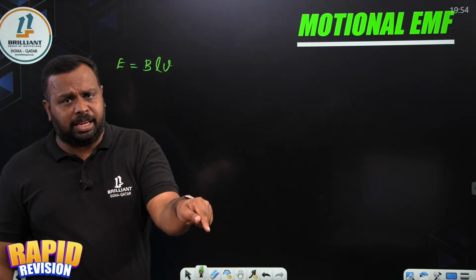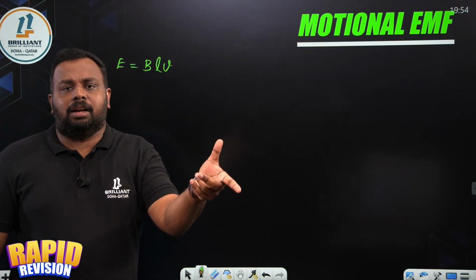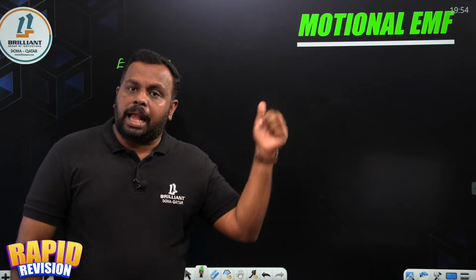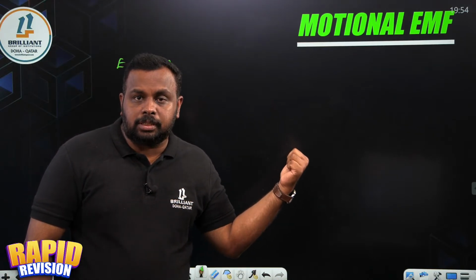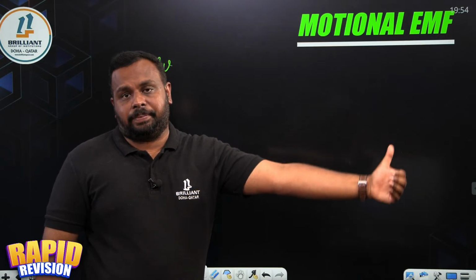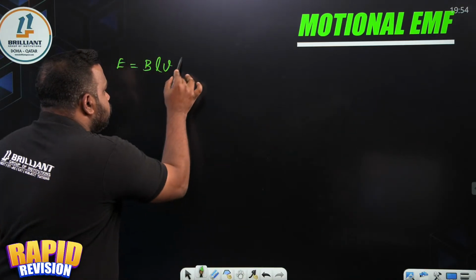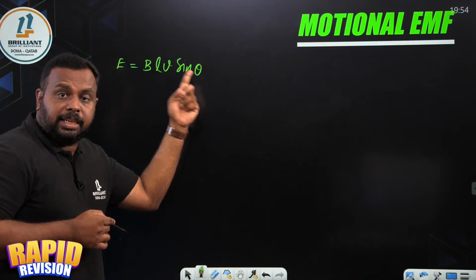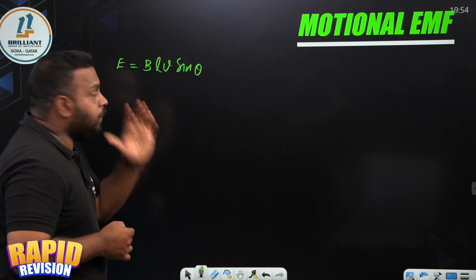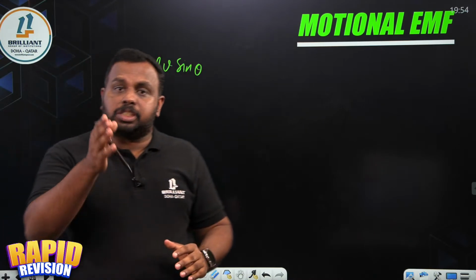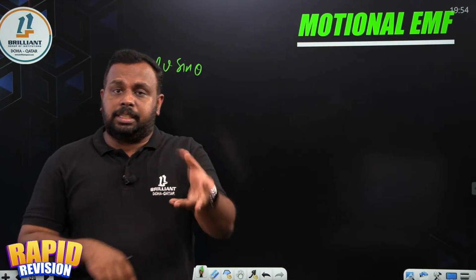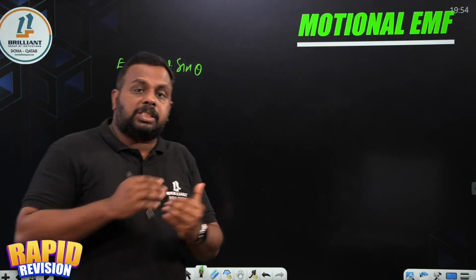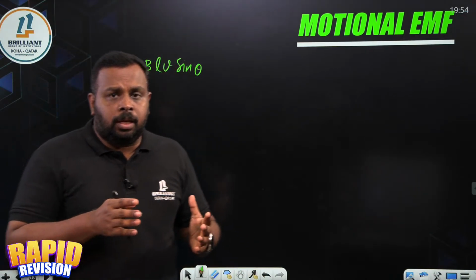Perpendicular to the magnetic field only we have to use BLV in a question. If it is given that velocity and magnetic field are at 30 degrees or something, add a term sine theta with it, then you'll get BLV sine theta. So if theta is 90, what happens? Sine 90 is 1, so you get BLV. If it is not perpendicular and it is given as 30 degrees or 60 degrees, substitute that value. Is it okay?